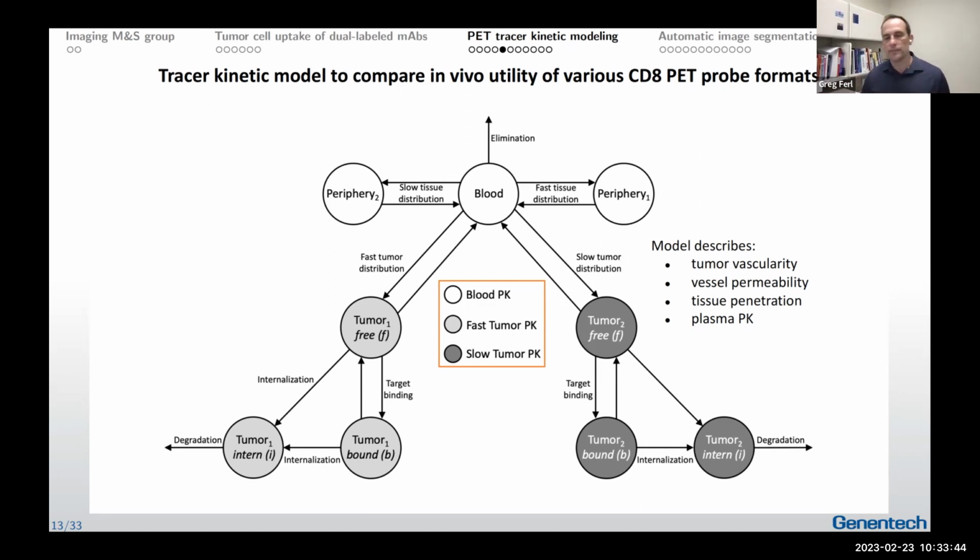This is a tracer kinetic model that we developed for our lower molecular weight tracer, still a biologic, but closer to 15 kilodaltons in molecular weight. It's fairly straightforward. The white compartments are central blood and peripheral tissues, and the tumor is split into 2 pools of compartments, just because that's what we see in the data, so this is all empirical. We see slightly more complicated dynamics compared to what we see with an intact antibody or a one-armed antibody.